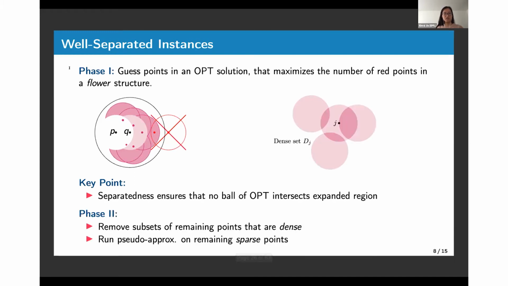But we can't quite do that because the clustering in the pseudo approximation might still form clusters that are too dense, that have too many red points in relation to the number that we've gained. So we would just like to remove these dense points. It turns out that they look something like the diagram on the right. Keep removing these sets until we can be guaranteed that running the pseudo approximation on the remaining sparse points doesn't give any clusters that have too many red points.